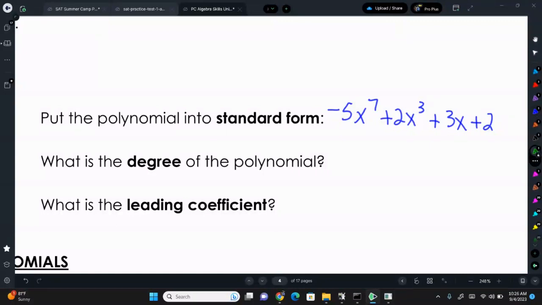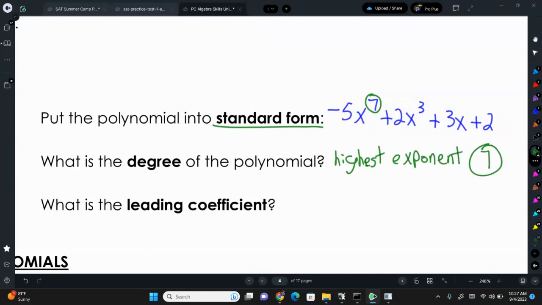Now the degree of the polynomial, to figure that out when you have a polynomial in standard form, you always look at the highest exponent. That's different than if the polynomial was in factored form. We do something different for that. So in standard form, we always look at the highest exponent. Now the leading coefficient is the number in front of the highest exponented variable. So this leading coefficient is -5.